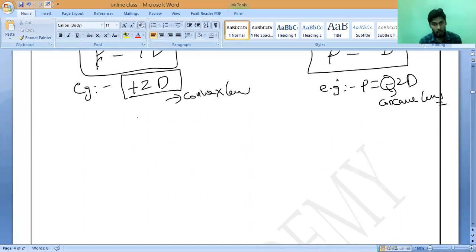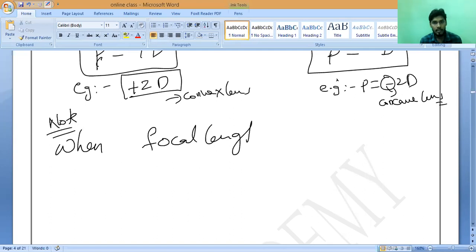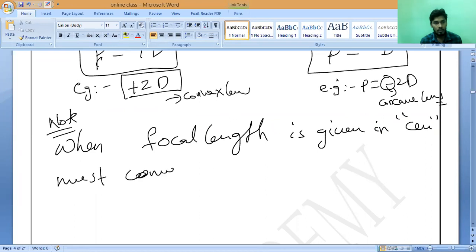Do you have any doubt? You can ask me, please. Whenever focal length is given in centimeters, we must convert it into meters. That is what you should remember.